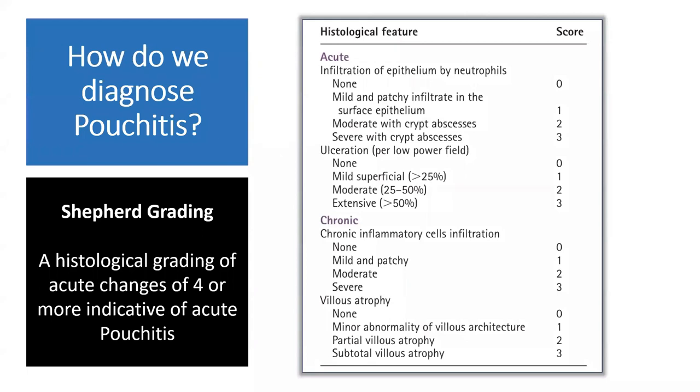Now, I'm going to take you back to 1979, okay? This is before some of you were born. In 1979, this is when the early papers on pouchitis started to come to attention in the literature. And then in 1986, we have this classification, which came to hand. It was described from St Mark's Hospital in London.